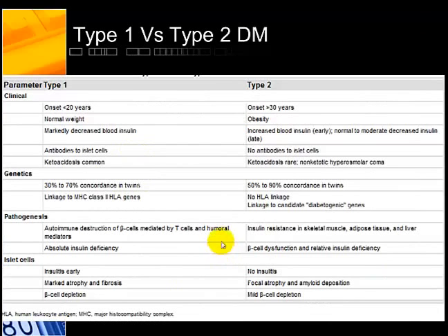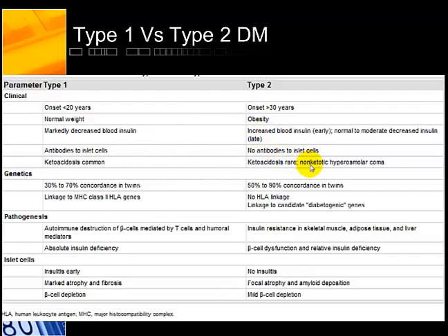And here, how we differentiate between type 1 and type 2 diabetes mellitus. The onset is less than 20 years in type 1. It is after 30 years in type 2. Normal weight in type 1. Type 2 people are generally obese. There is a markedly decreased blood insulin level, so there is an absolute insulin deficiency in type 1. In type 2, there is increased blood insulin earlier, but after that there will be decreased insulin towards the end. There will be antibodies to the islet cells in type 1, and there will be no antibodies to islet cells in type 2. Ketoacidosis is common in type 1.